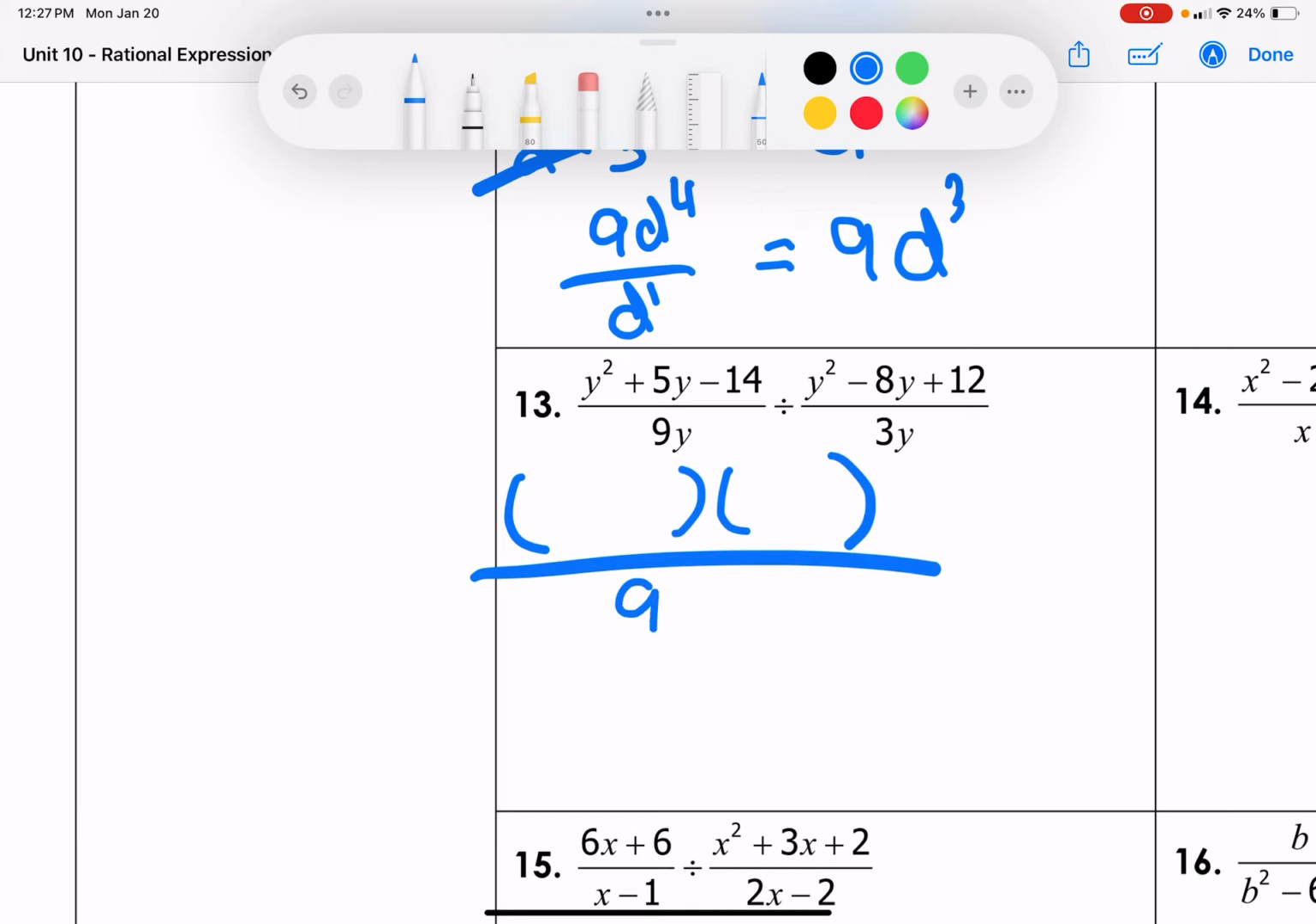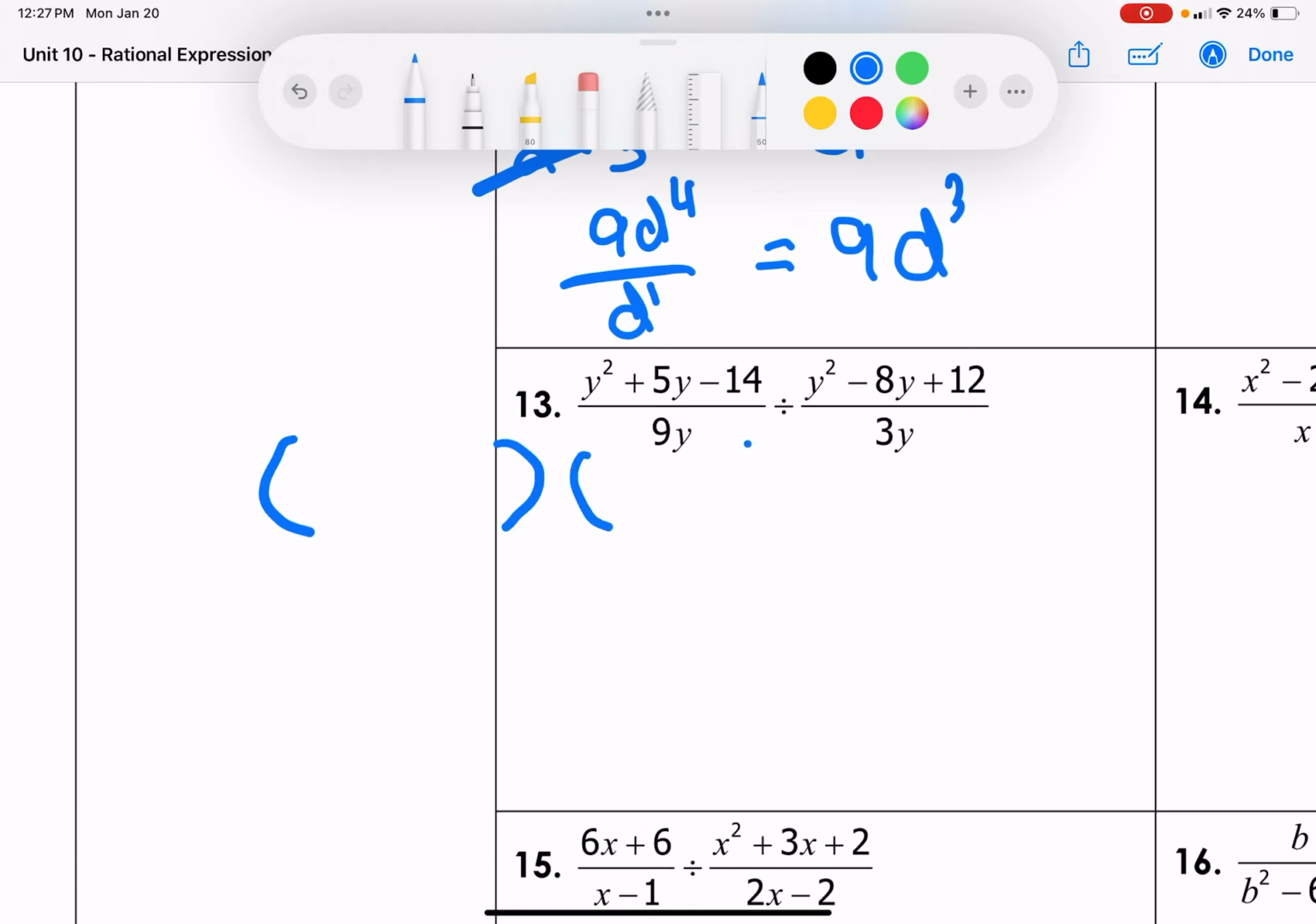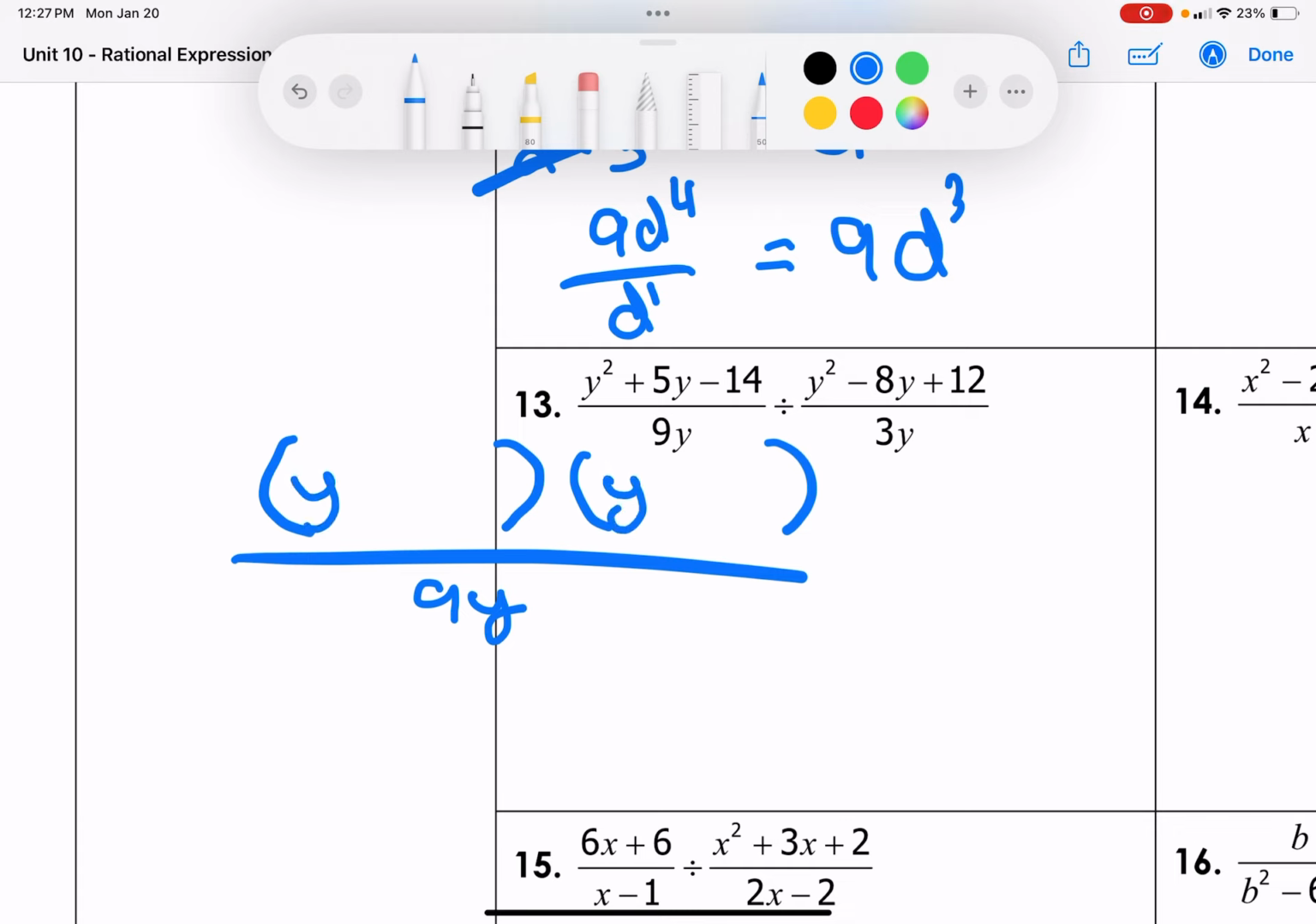And that 9y's, that's not enough for them. Move this over. So factor out the numerator on the left side, and it's going to be over 9y. So I have a y and a y. 2 and 7, right? So looks like this is going to be a plus 7 and a minus 2. Now I'm multiplying times the reciprocal.